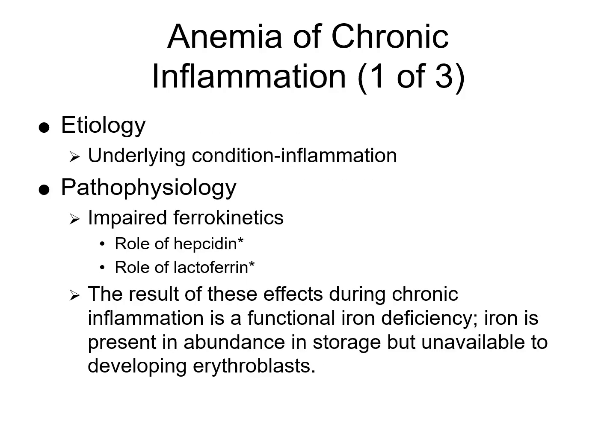Anemia of chronic inflammation. The cause of this is usually underlying conditions such as chronic inflammatory, infectious, or autoimmune diseases. Some examples of those would be rheumatoid arthritis, chronic infections like tuberculosis, certain malignancies, and chronic kidney disease. The pathophysiology of this is impaired ferrokinetics, so the dysregulation of iron metabolism despite adequate or increased iron stores. Iron is sequestered within macrophages and storage sites, making it unavailable for erythropoiesis.